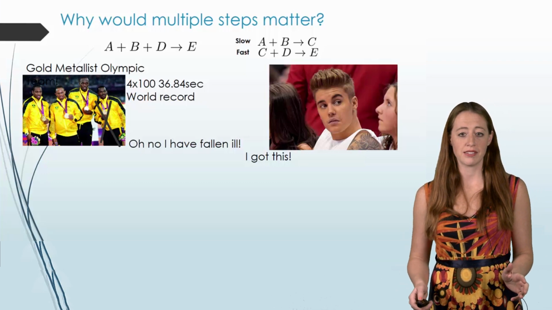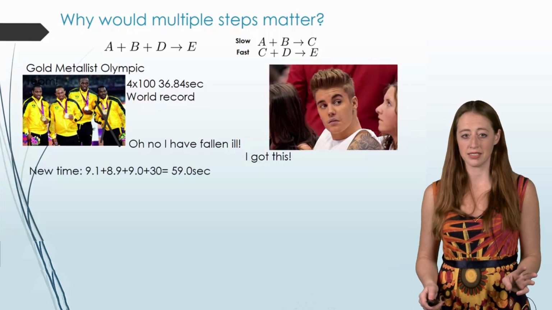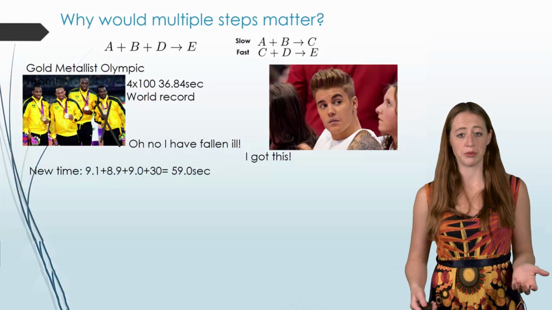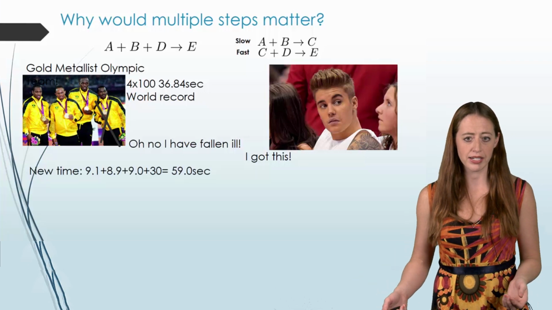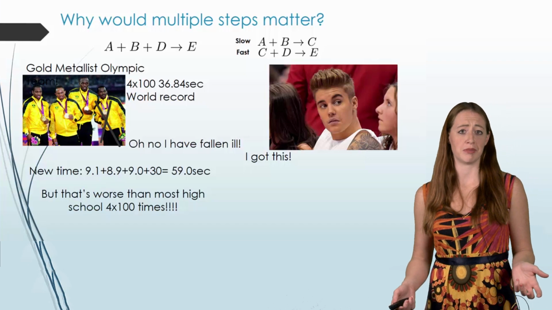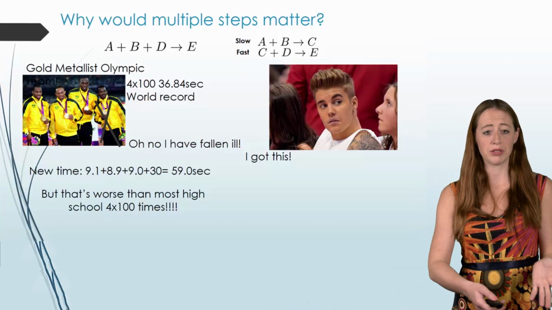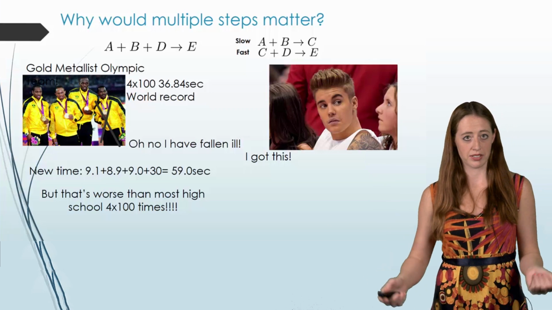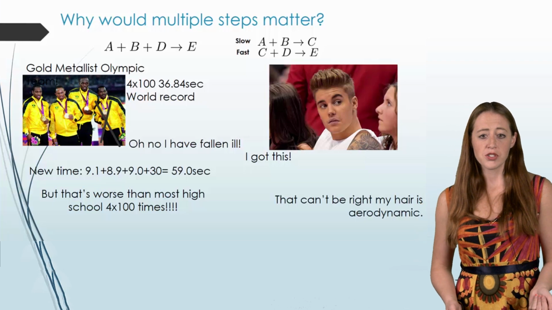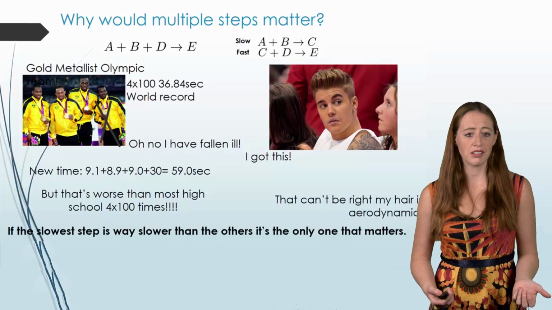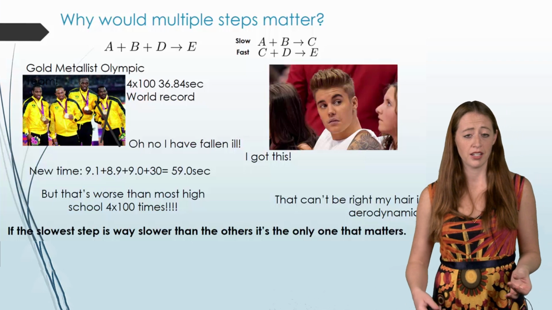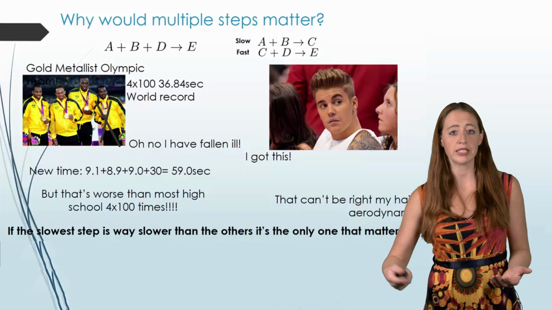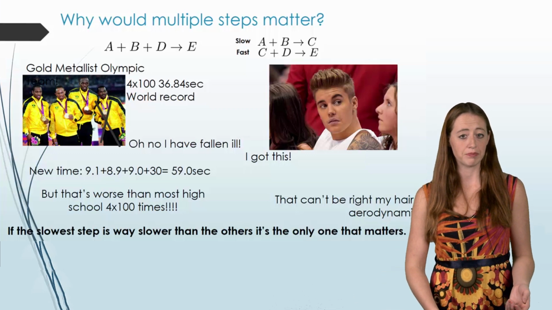So now they run their race. And even though three of them are world record holders, their new time is 59 seconds. And for those of you who are not super familiar with times of a 4x100 relay race, that's actually way slower than most high school teams can do. So we took a world record holding team and we put in just one slow person, and now we're worse than high school teams. So why is this? Well, the slowest step is always going to be what we call rate limiting. It doesn't matter how fast the other ones are if our really, really slow step holds everything back.